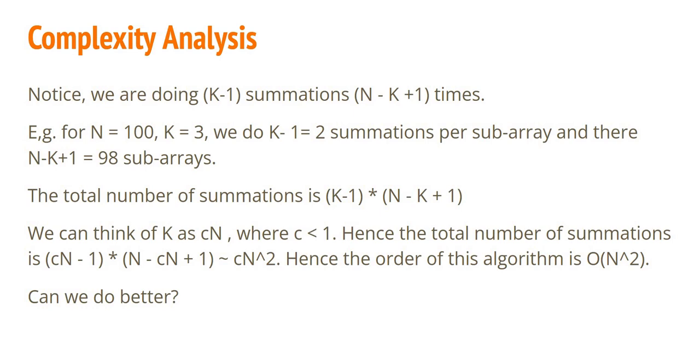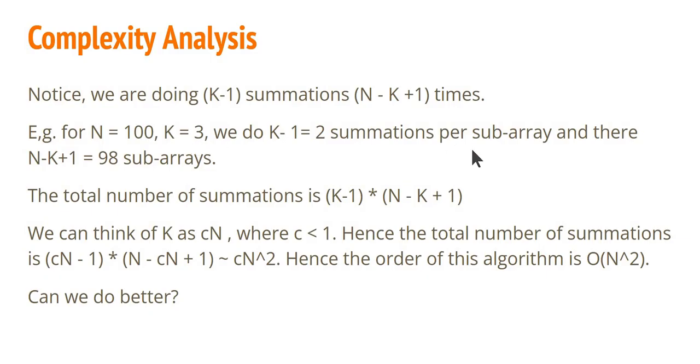In the naive algorithm to solve the sub-array sum problem, we are doing k minus 1 summations, n minus k plus 1 times. N here is the length of the list, k is the length of the window. Now these numbers could get a little bit confusing, so let's make it a bit more concrete. Let's say n is 100, which means I have 100 items on the list, and say k is 3, so the sub-array size is 3, so the window of 3.